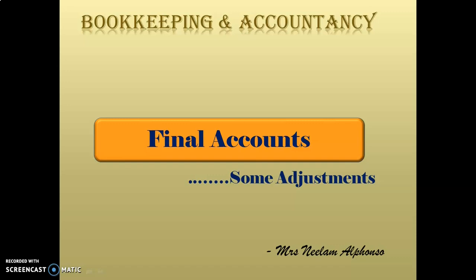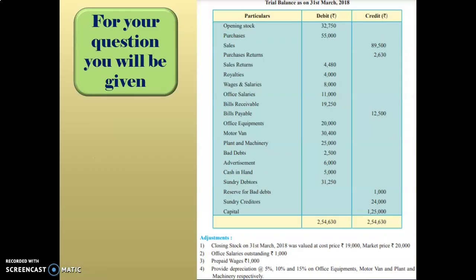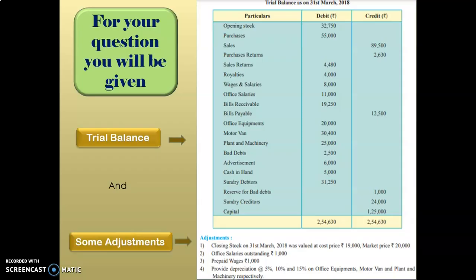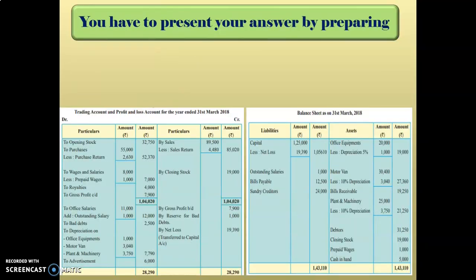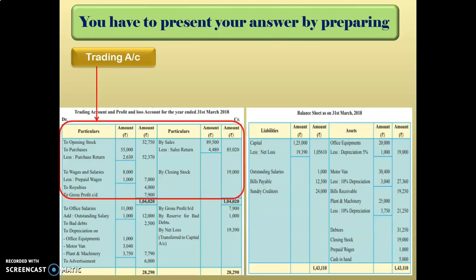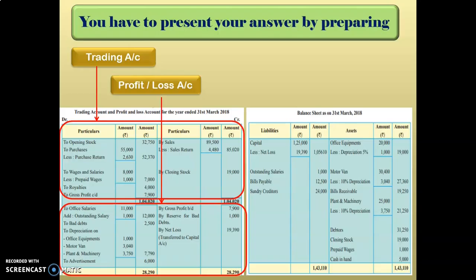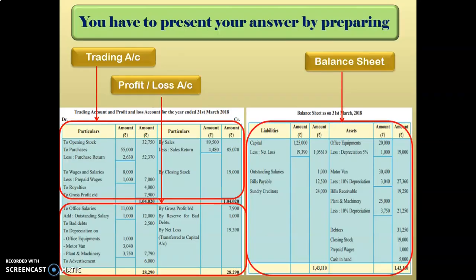Hello students, in final accounts, we learn the effects of some adjustments today. Now for your question, you will be given a trial balance and some adjustments. You have to present your answer by preparing the trading account and then profit and loss account and balance sheet.